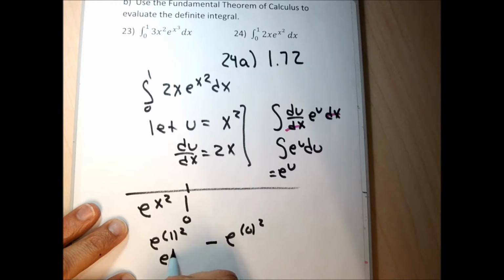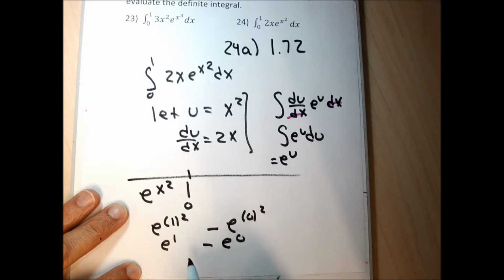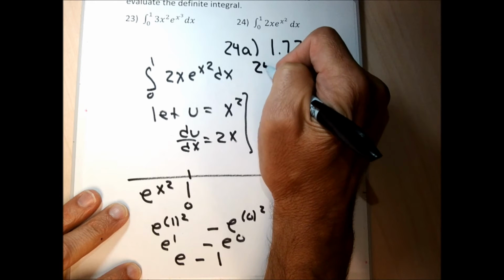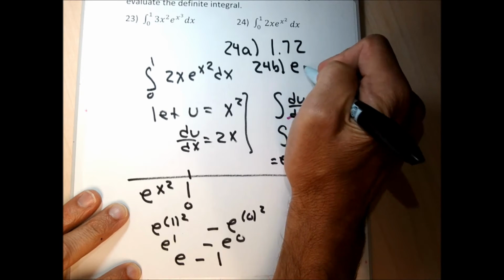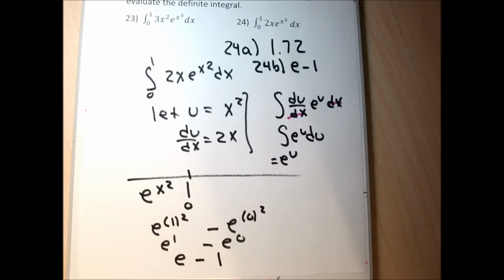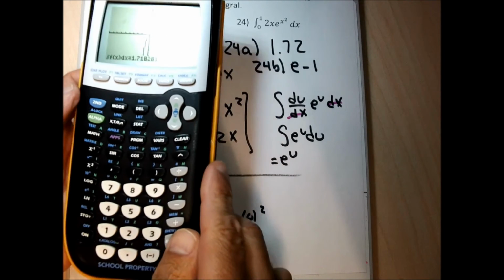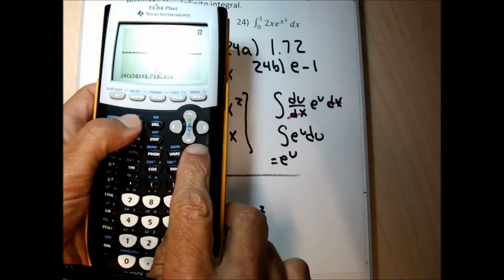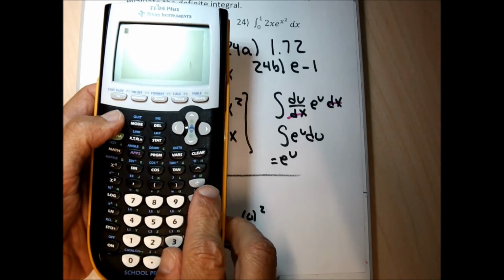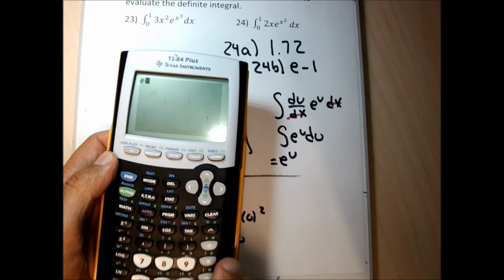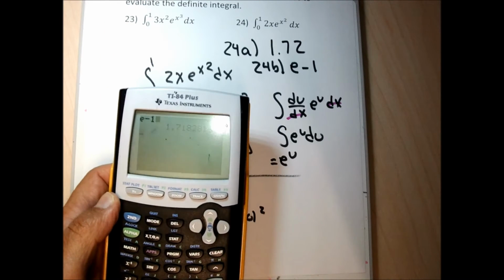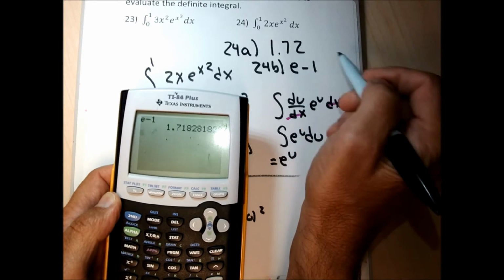E to the 1 squared is just e to the 1. E to the 0 squared is e to the 0. These don't really need to be in parentheses because they're just monomials. So this is going to be e minus 1. Much nicer answer than the decimal answer that my calculator gave me. So for e functions, I generally have e's in my answers as opposed to decimals. Let me make sure that e minus 1 is 1.72 by going second, quit, clear, second, divide for my e, and then minus 1, exactly 1.72. So I feel good about that.